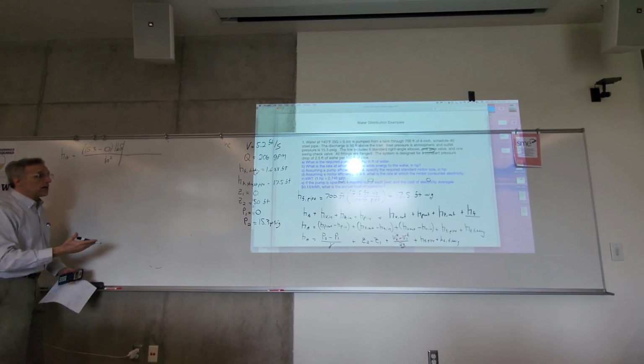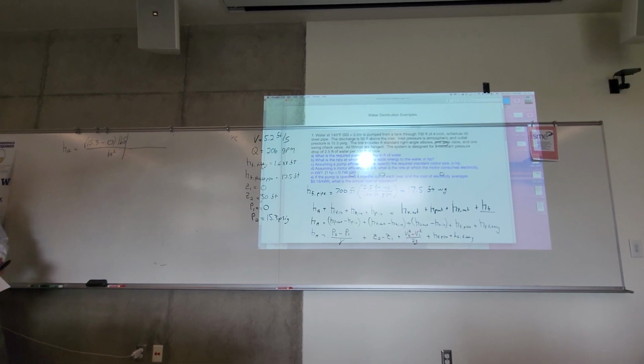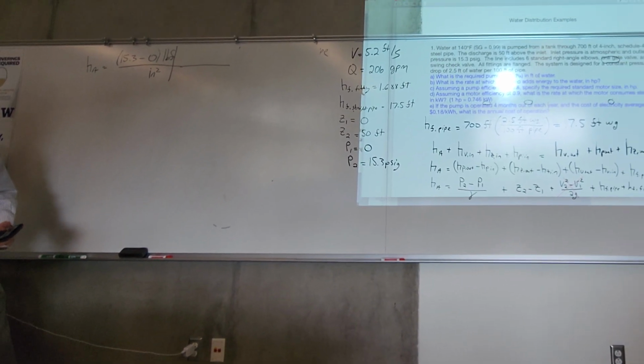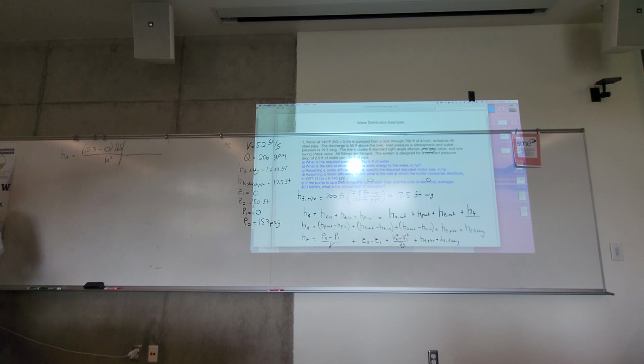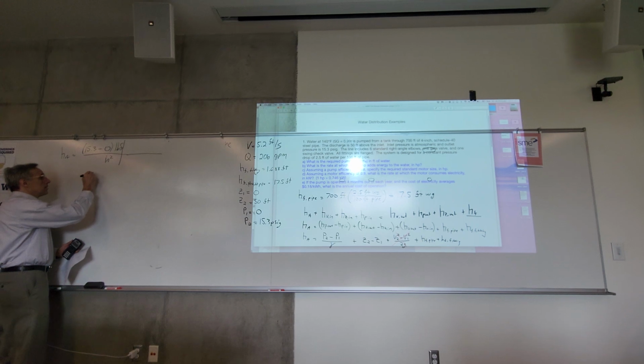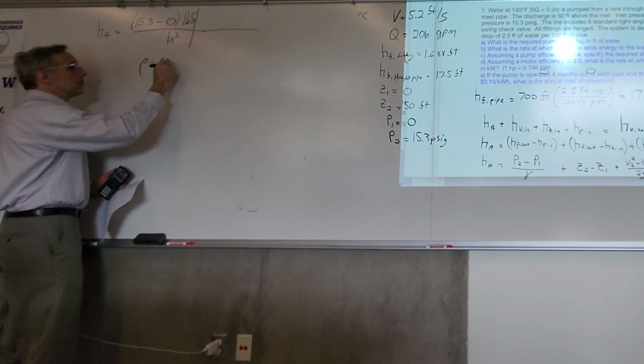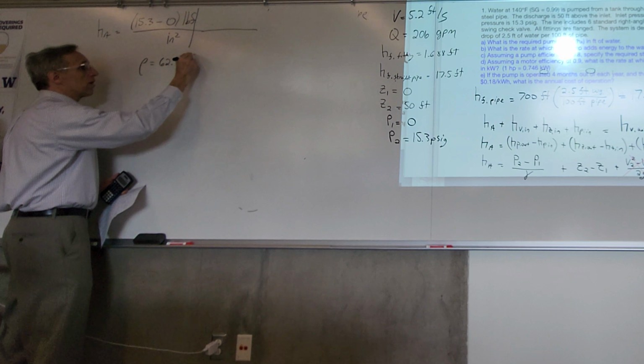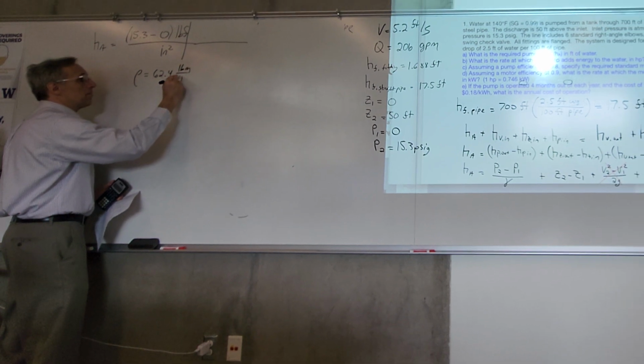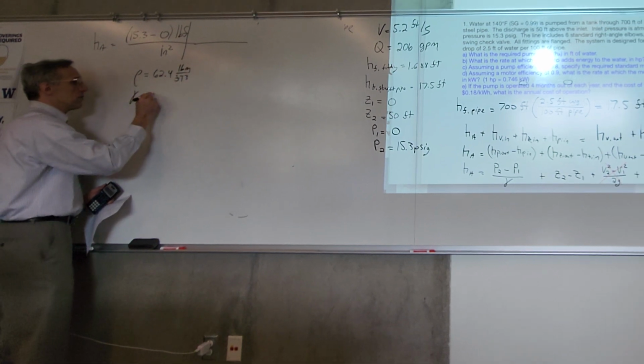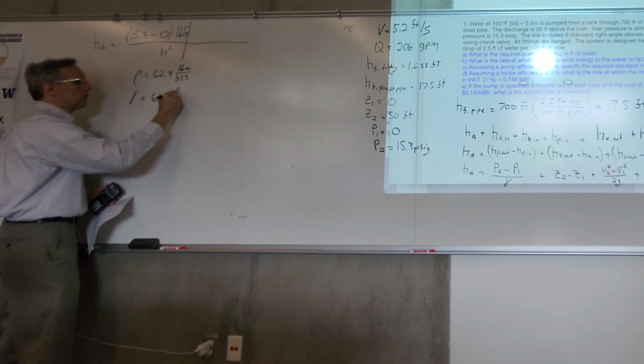And what is the specific weight of water? Well, this is the nice thing about the English system of units: specific weight and density are the same number, so the magnitudes are the same. The density of water at standard conditions is 62.4 pound mass per cubic foot, and the specific weight is also 62.4, but pound force per cubic foot.